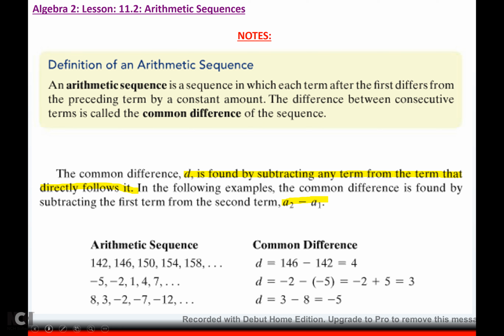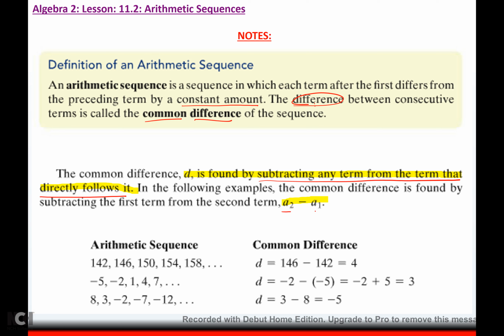An arithmetic sequence is a sequence in which each term after the first differs from the preceding term by a constant amount. The difference, meaning subtract, between consecutive terms is called the common difference of the sequence. The common difference d is found by subtracting any term from the term that directly follows it. Okay, so in the following examples, the common difference is found by subtracting the first term from the second term.